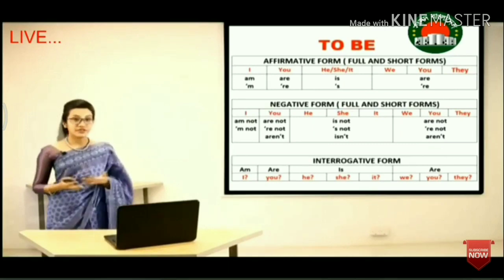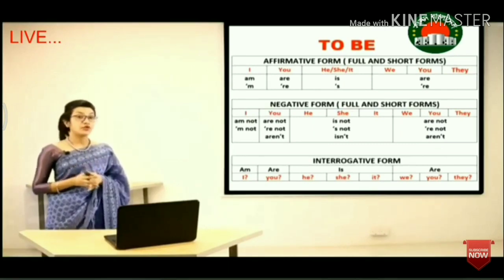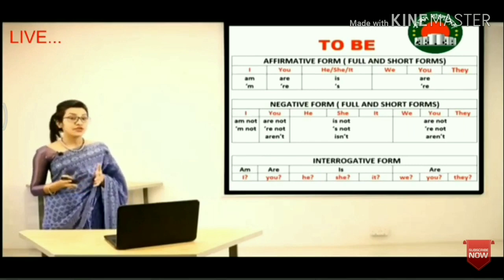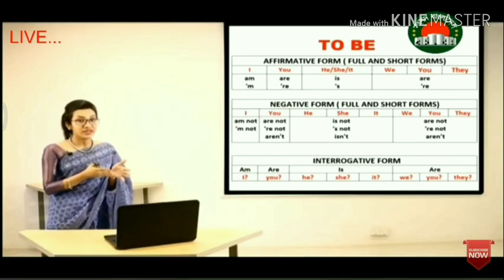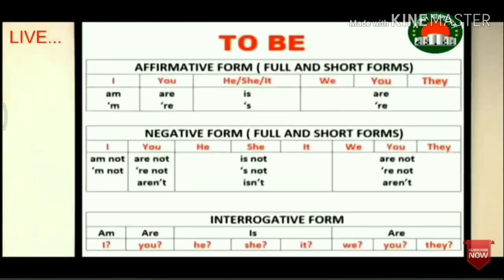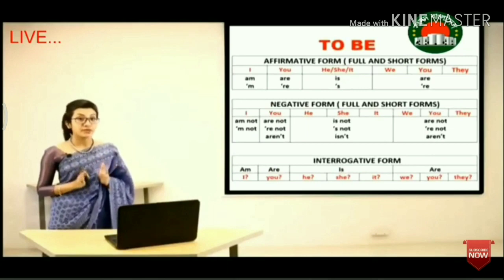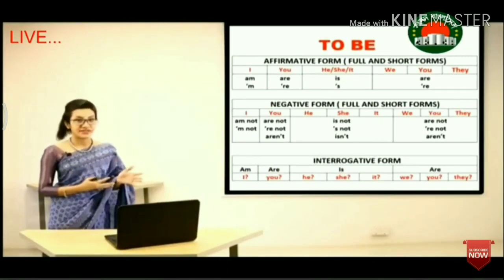In case of an interrogative sentence, what do we have to do? If you want to pose a question, what do we do? We usually put the to be verb at the beginning of the sentence, as in, am I, are you, is he, are we. In all these cases, we have used the punctuation question mark because these are interrogative sentences.